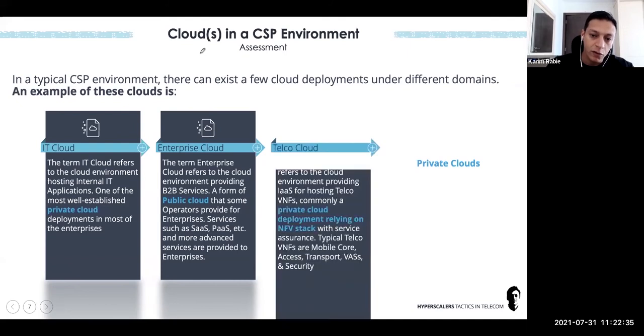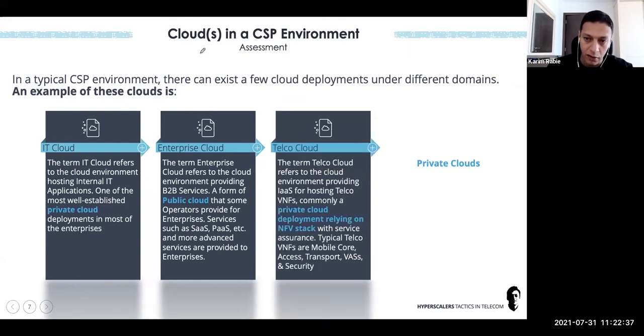And then starting from 2011 with the evolution of the NFV and HC NFV, and I would say from 2013-14, the term telco cloud started to be more bold. When someone says telco cloud, that's actually the cloud that is providing infrastructure as a service to host telco VNFs. So telco cloud initially is a flavor of a private cloud, but the deployment itself is somehow a little bit stuck to the HCNFV stack.